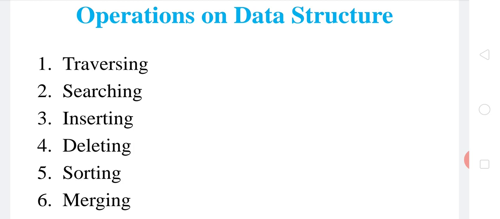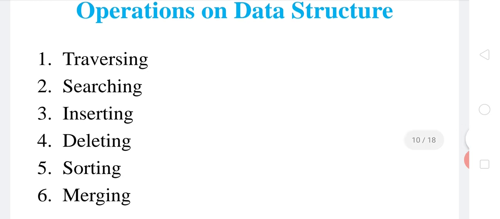The next operation is merging. Merging is the combination of two or more data structures. It means two or more data structures are combined together, which is called merging.